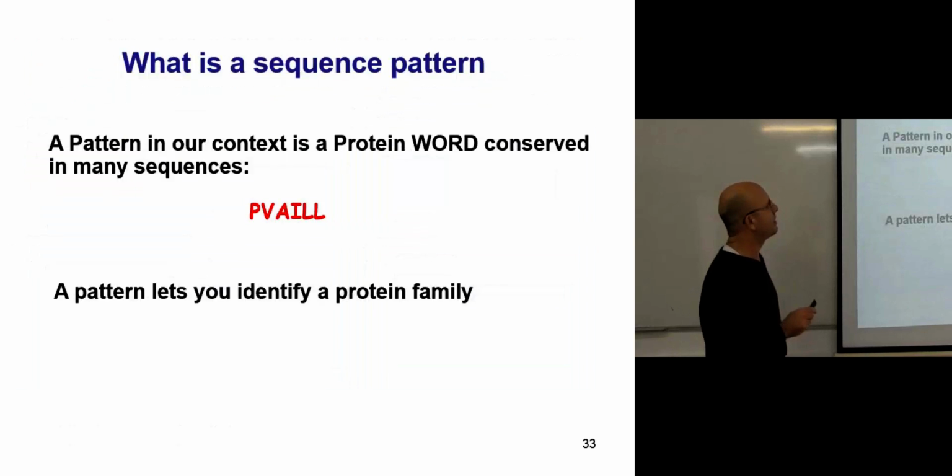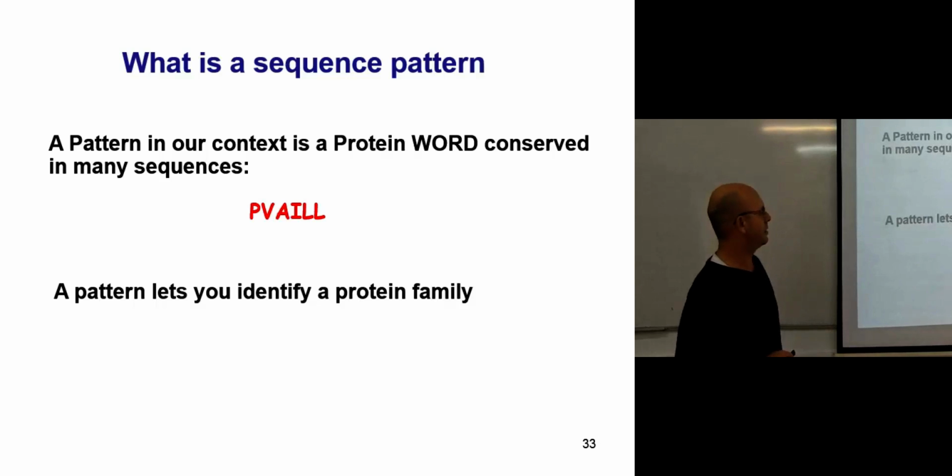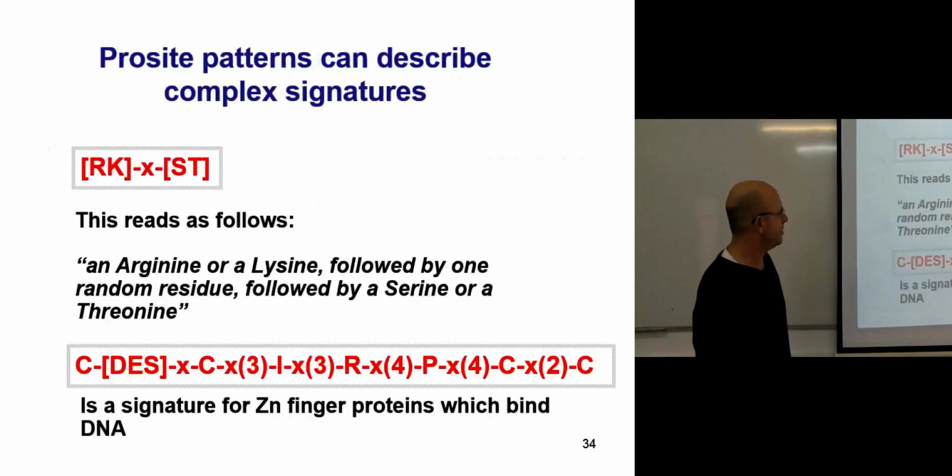So what is a pattern? A pattern is just a word, which is usually very conserved. So this is a pattern. This pattern includes proline in the first place, valine in the second, alanine in the third, and so on. And the length of this pattern in this case is 6 letters. So this specific pattern identifies one specific sequence. It doesn't have to be like this. It might be that our motif is not so conserved. It has some degeneracy.